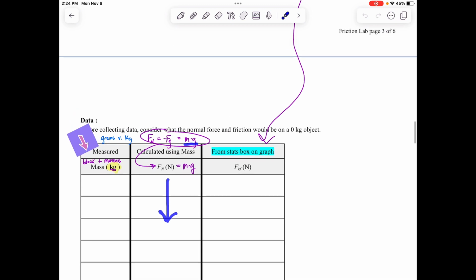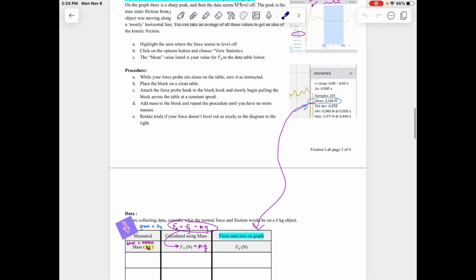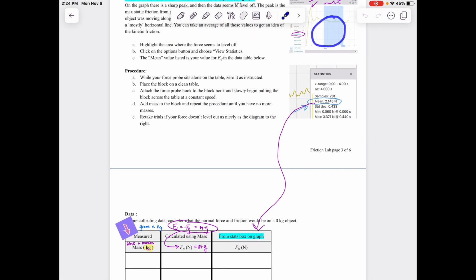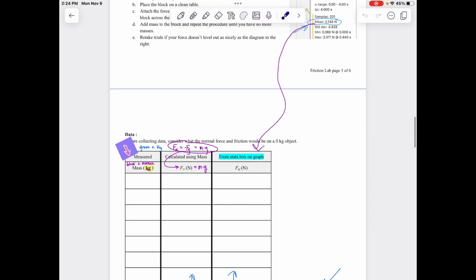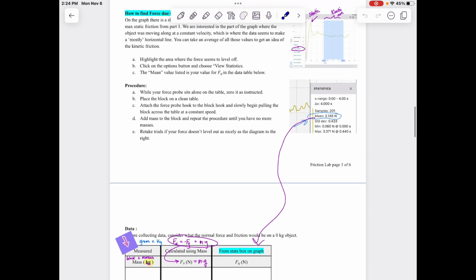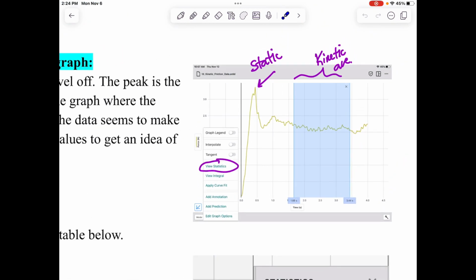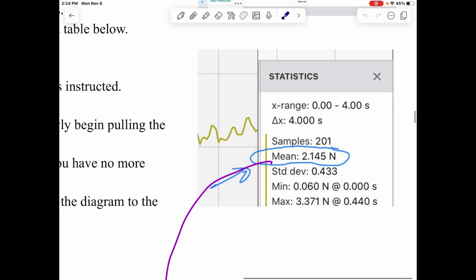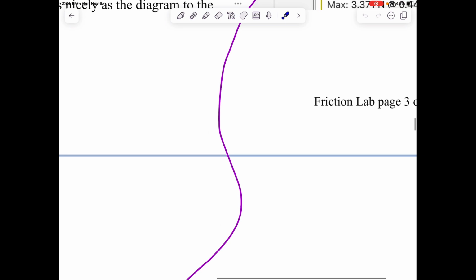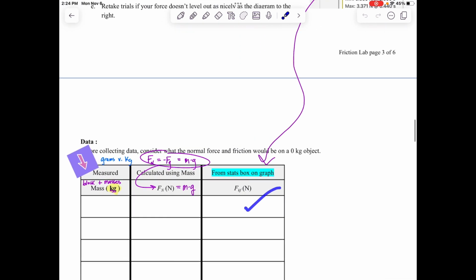And then the column for friction force comes from the highlighting that you're going to do on your graph. So you're going to start, let's say, with an empty block. You're going to drag the block. You're going to collect your data. You are going to highlight this area. You're going to click the statistics box. You're going to get this number, and you're going to put it here.